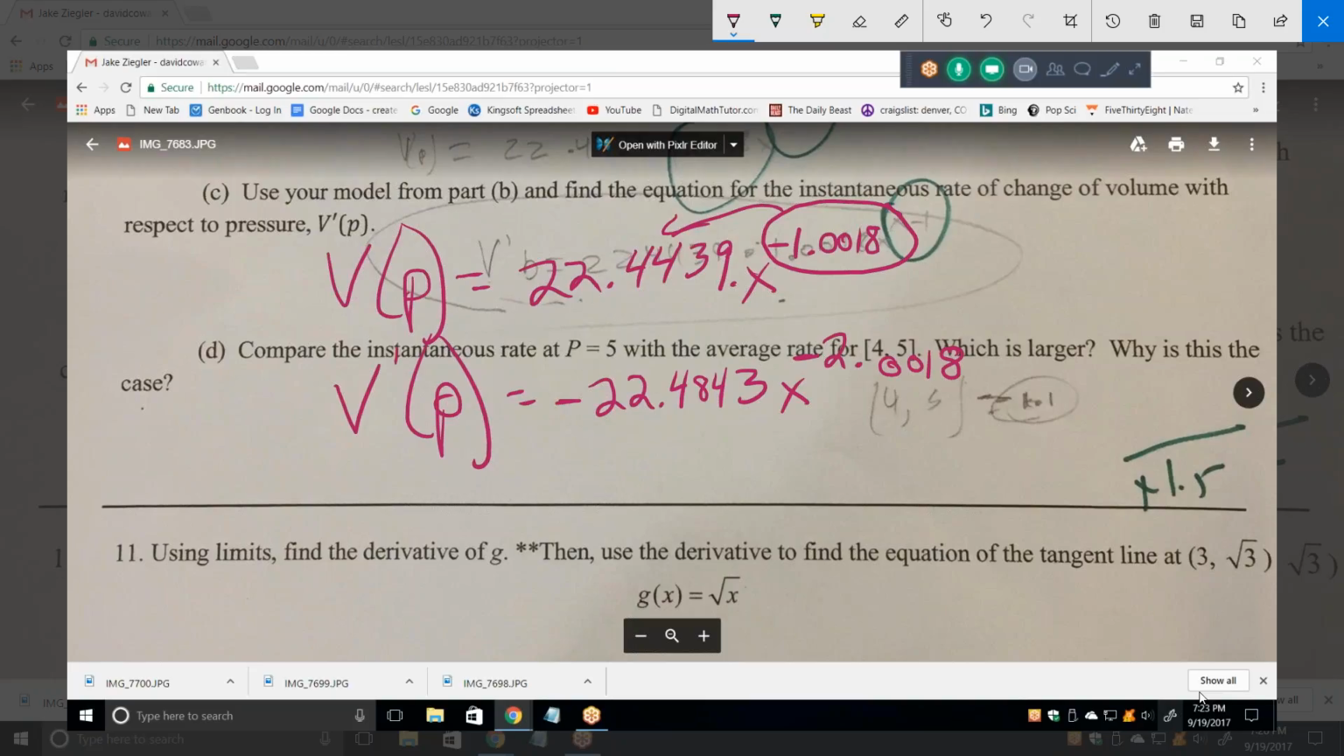And question C says use your model to find the instantaneous rate of change of volume with respect to P. Okay, we did that. Now compare the instantaneous rate when P is equal to 5 with the average rate from 4 to 5. So first of all, what's V prime of 5? Let's figure out what the instantaneous rate is. So plug in 5 for X and solve. Come up with a number.